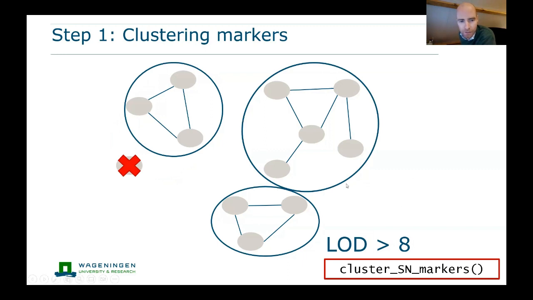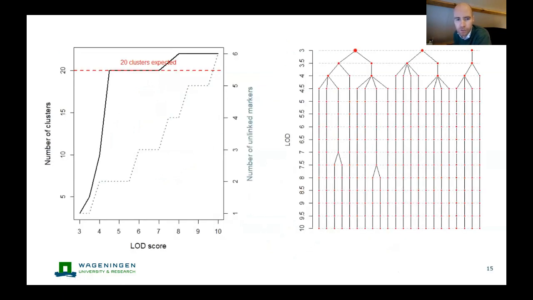In this case, there's an example where if you increase the LOD score up to a high level, certain markers will no longer cluster very well. Those are ones that had weaker linkages to the rest. And that can also be a useful step in filtering your data, getting rid of markers that aren't well clustered.